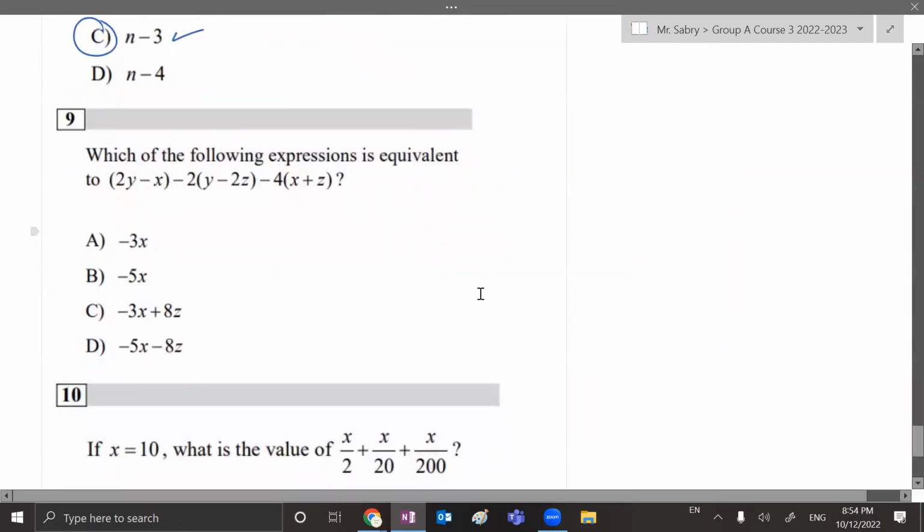Number 9. I have brackets, and whenever I have a number before a bracket, we'll distribute it as we did earlier. So I'll have the 2y minus x as they are, but the reason why I distributed is to remove the brackets, so there's no need to write them anymore. Negative 2 times y will become negative 2y, and negative 2 times negative 2z is positive 4z. Then negative 4 times x is negative 4x, and negative 4 times z is negative 4z.